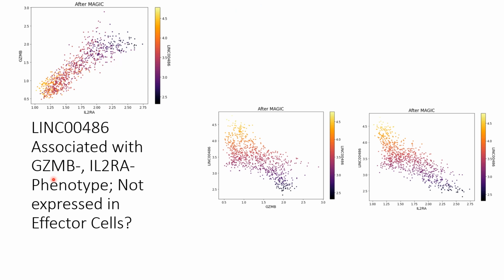Granzyme B is associated with cytotoxicity. Interleukin-2 receptor is a receiver for the IL-2 cytokine, which will increase proliferative function. And it seems like, with both of these somewhat canonical indicators of effector function and proliferative function, our CARs will express less of it, and express more granzyme and IL-2 receptor, and vice versa. Maybe this is an indicator that LINC486 is really only upregulated in the case that your cells are not behaving fully functionally as effector cells.